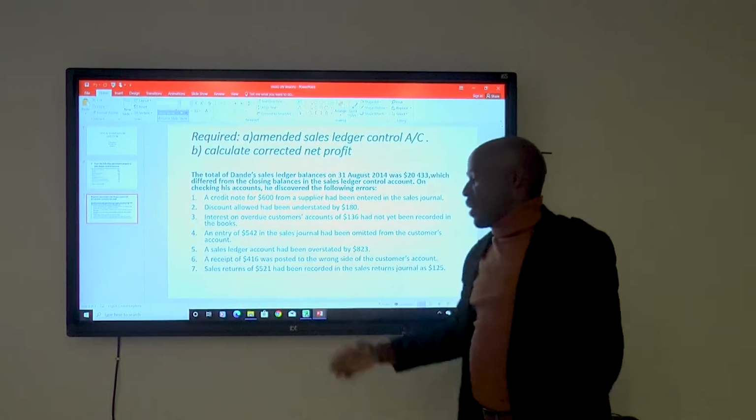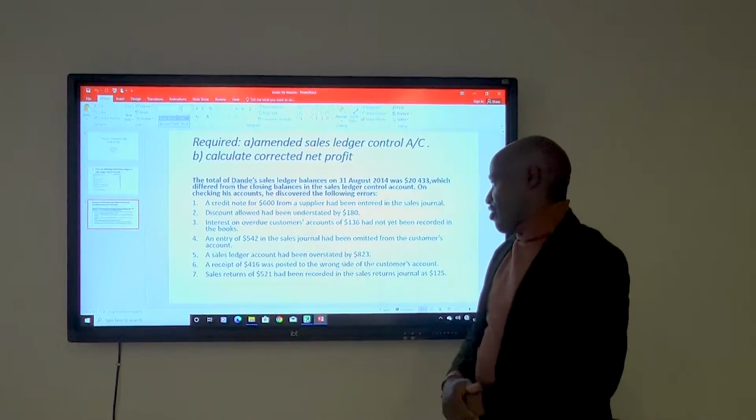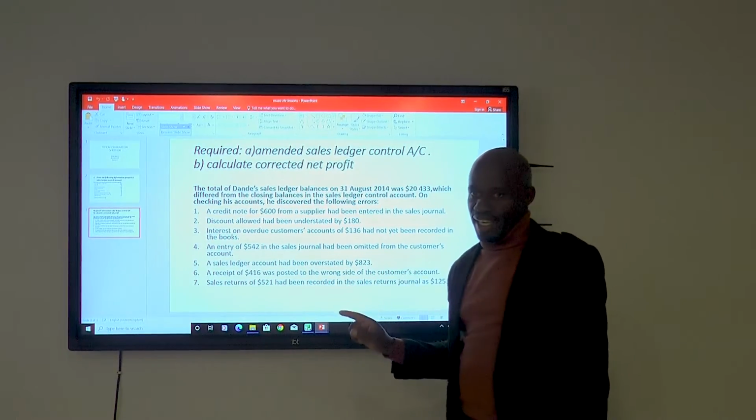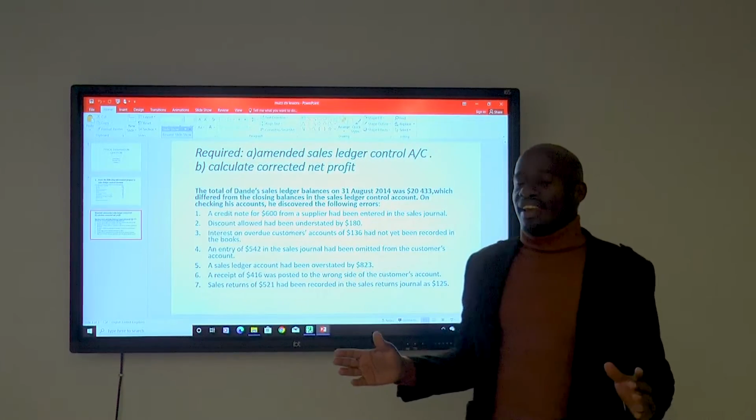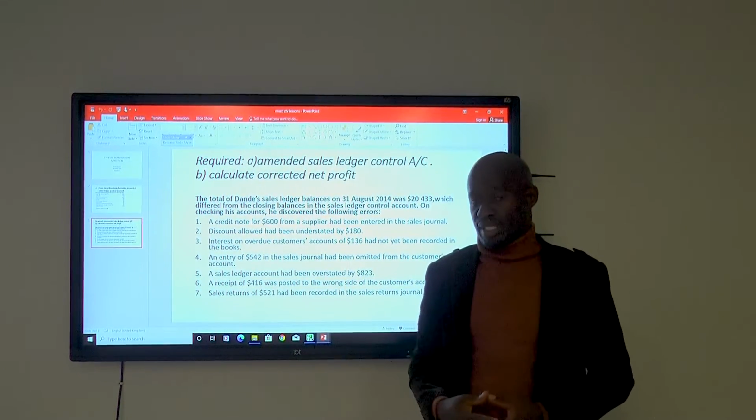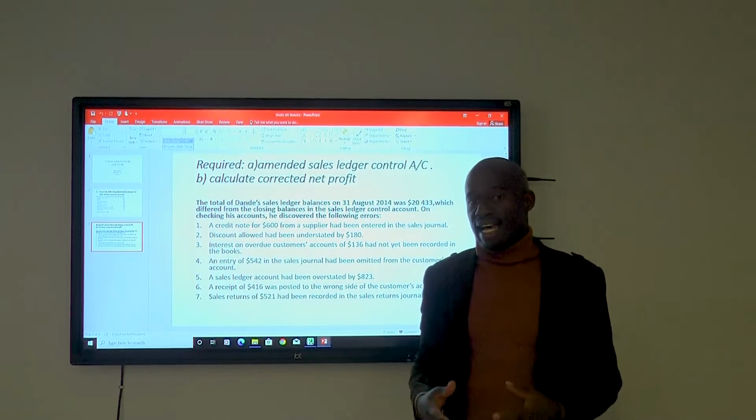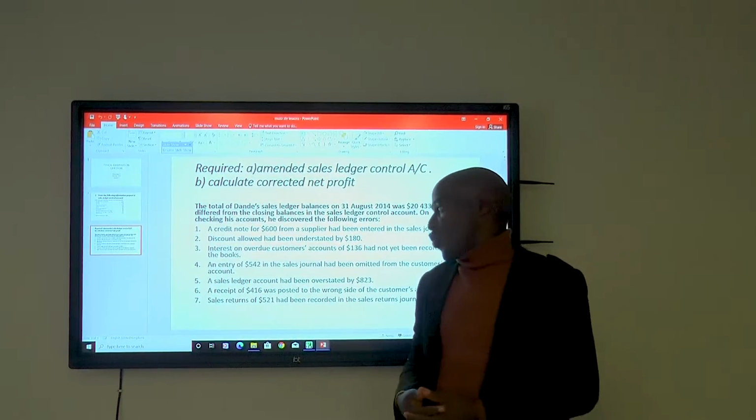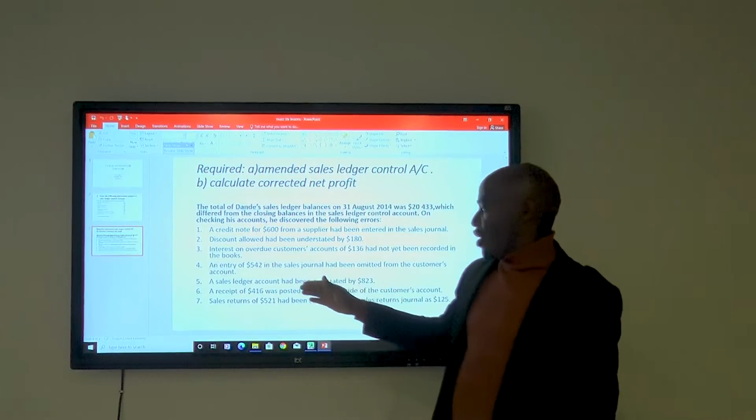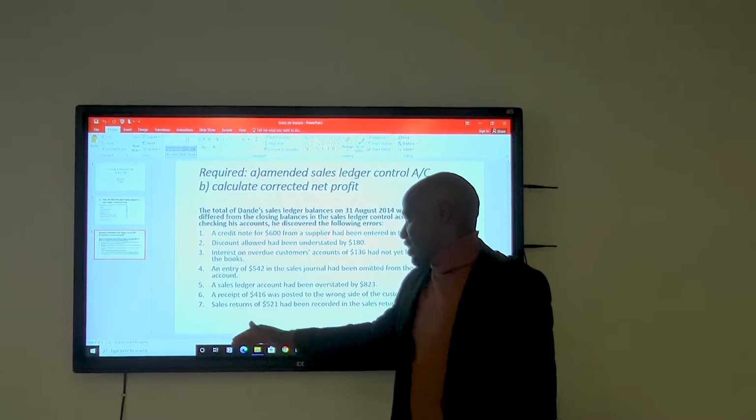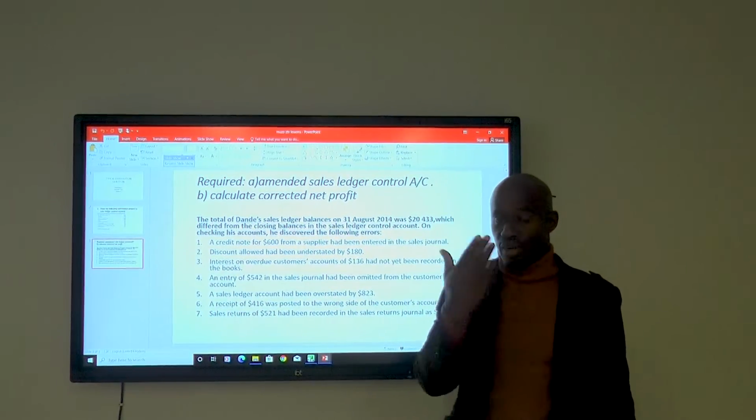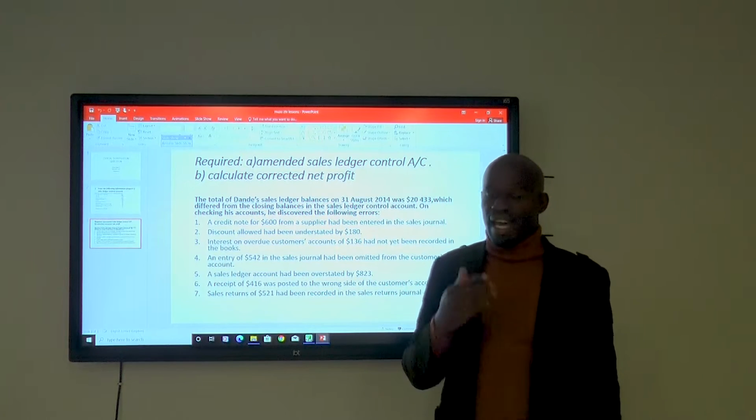We are now on error number 4. An entry of 542 in the sales journal had been omitted from the customer's account. Now, this is a very tricky situation. From experience, examiners have always, in their reports, noted that learners are not in sync with how to correct such. Now, we shall be looking at the other four errors, how we correct these, how they affect the personal ledger, how they affect the total ledger. We shall be looking at that maybe after the break.